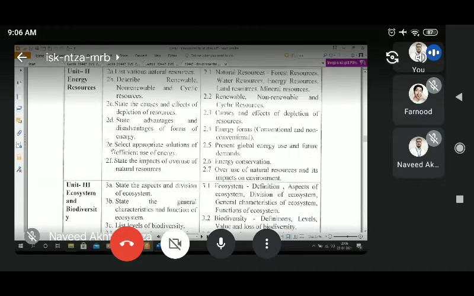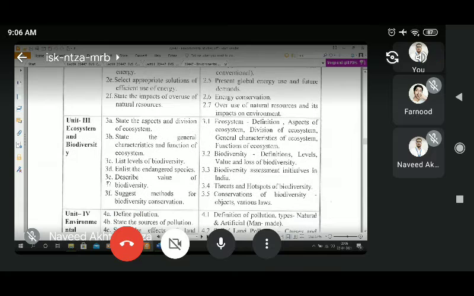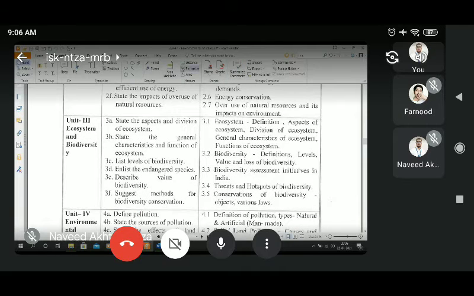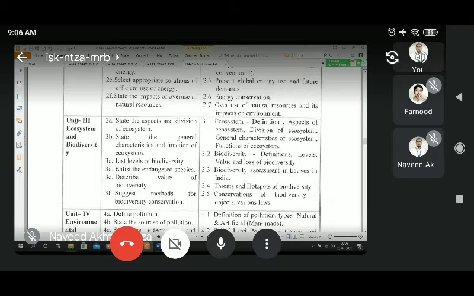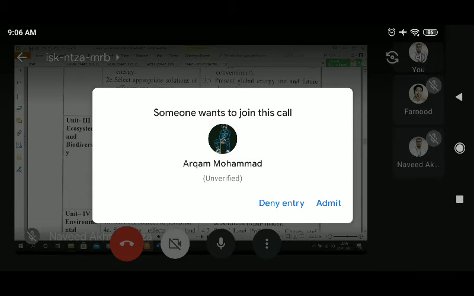And before going for unit number 3, that is for your ecosystem, the definition and aspects of ecosystem and division of ecosystem, also general characteristics of ecosystem, functions of ecosystem we will cover in this.